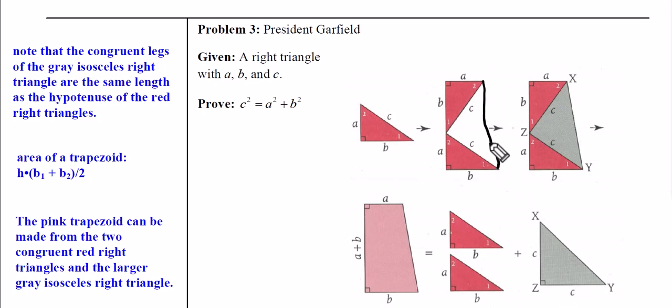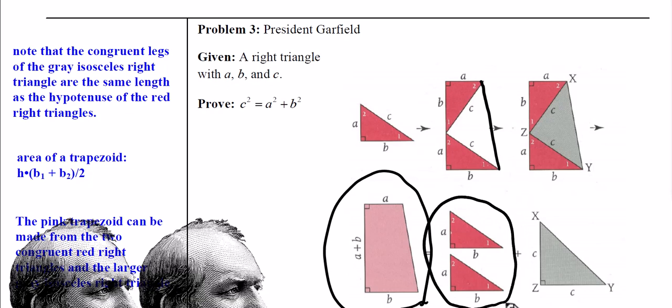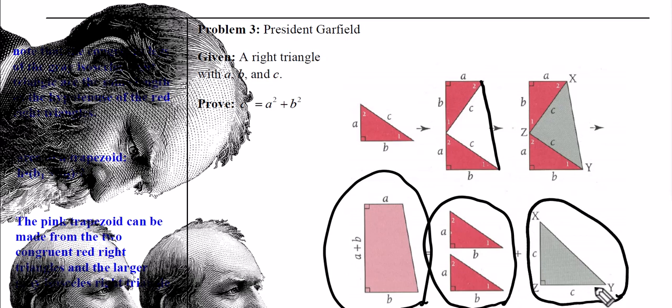And then he goes ahead and makes it so that he can form another triangle. And then he forms a third triangle to kind of close the deal. And in the process, he actually makes a trapezoid. So it ends up being this shape right here. And he makes a claim that this pink trapezoid is made up of three shapes. It's made up of these two smaller congruent right triangles plus this special gray isosceles right triangle that he formed.